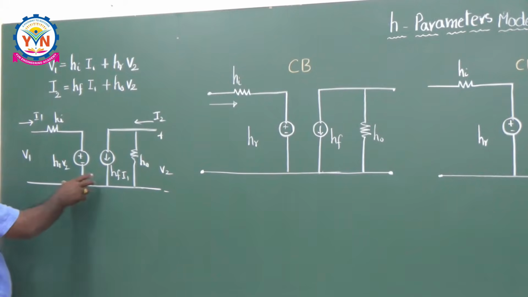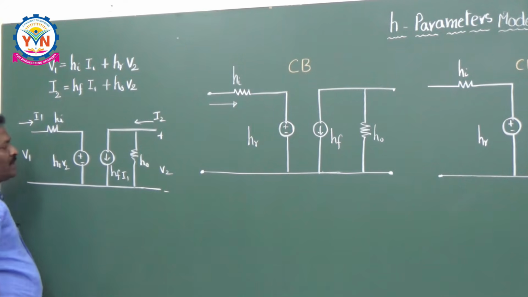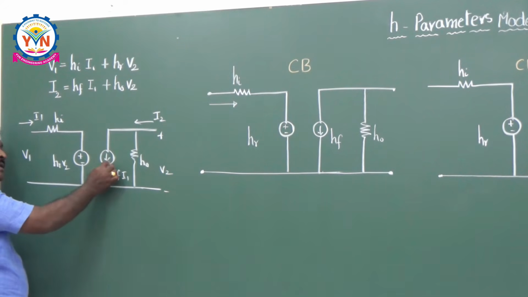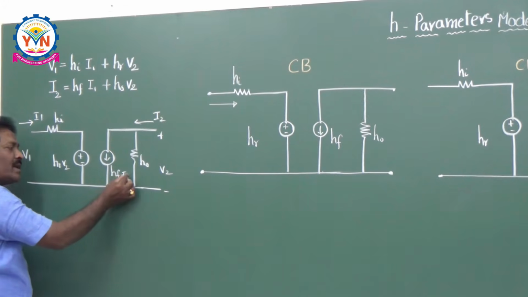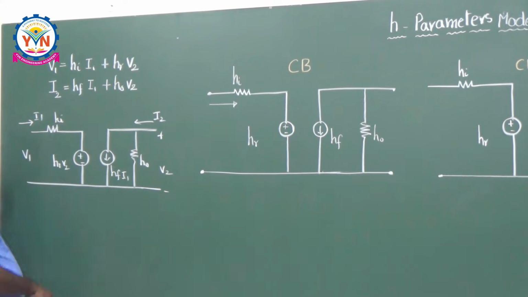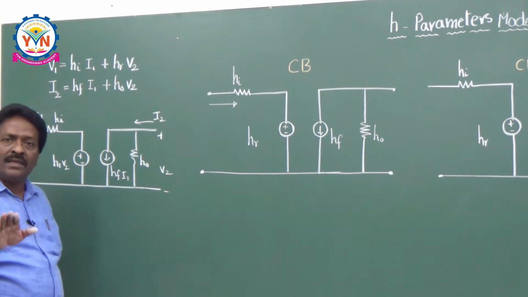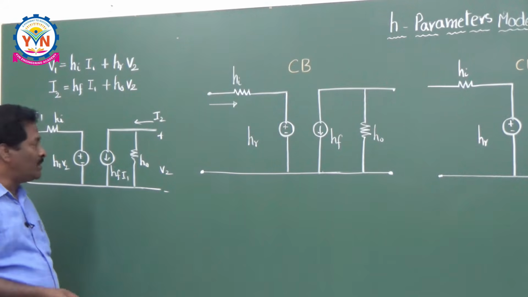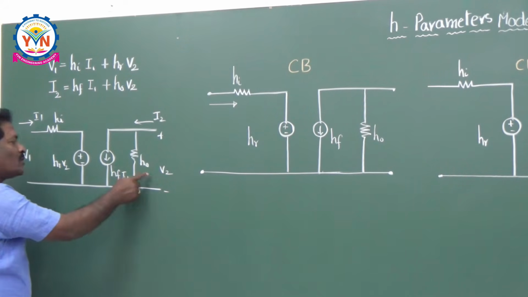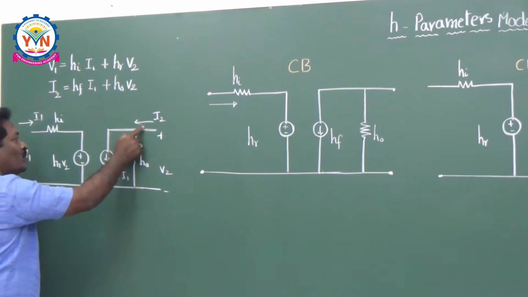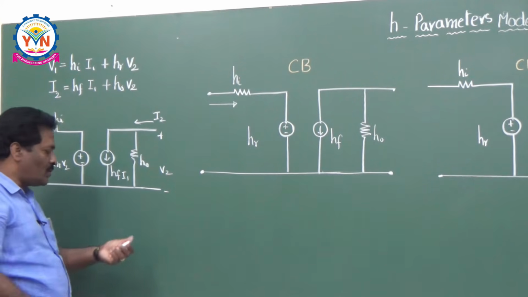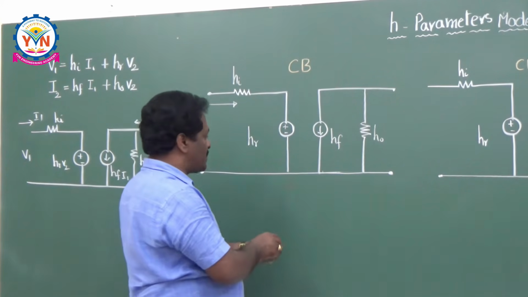In the generalized model, this voltage source value is HR times V2, that means the output voltage. If you take this current source, it is HF times I1. This I1 is nothing but the input current. Now I would like to write this model for different types of configurations. The only thing is you have to understand what is the input voltage, what is the output voltage, the input current and what is the output current for every configuration. So let us see the first configuration here.